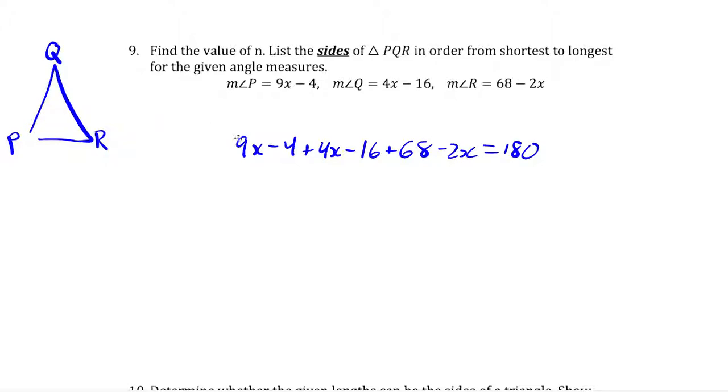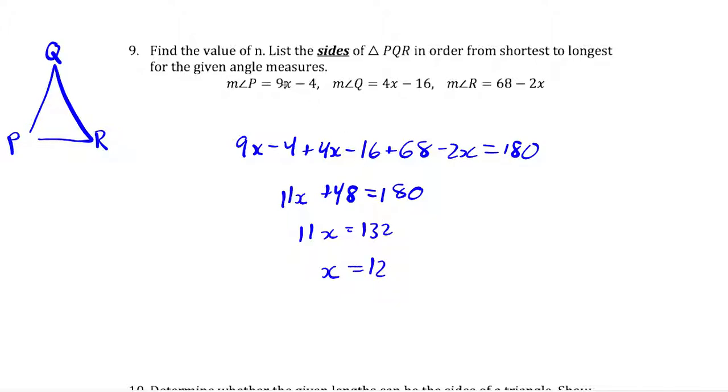So if we have 9x plus 4x minus 2x, that gives us 11x. And then if we have negative 4 minus 16 plus 68, that's going to give us 48. So 11x plus 48 equals 180. If we subtract 48 from both sides, we get that 11x is equal to 132. And then if we divide 132 by 11, we get that x is equal to 12.